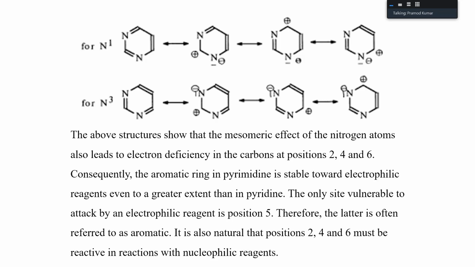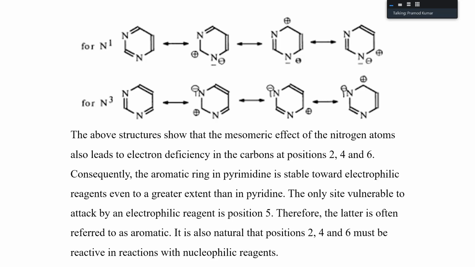It's natural for 2, 4, 6 to react with the nucleophilic reagent. Only the fifth position will undergo electrophilic substitution reaction. 2, 4, 6 will undergo nucleophilic reaction because of the positive charge. Nucleophile is negatively charged, so it will undergo easy nucleophilic substitution reaction at 2, 4, 6, and only electrophilic substitution reaction at the fifth position, because only at the fifth position there is no positive charge. Rest all positions have the positive charge.